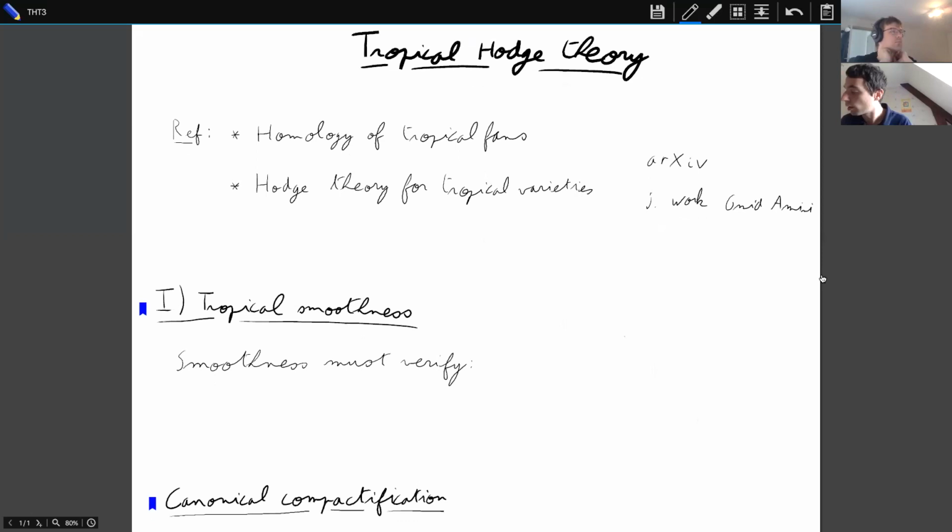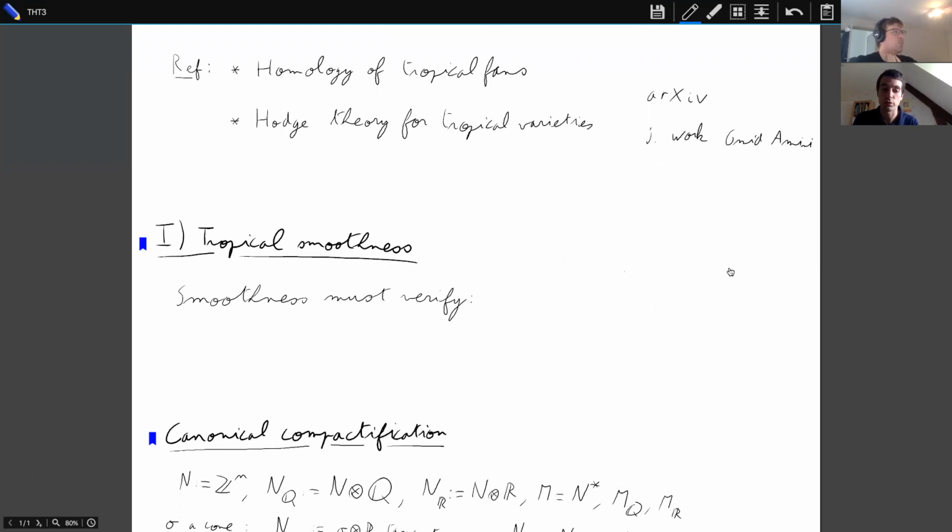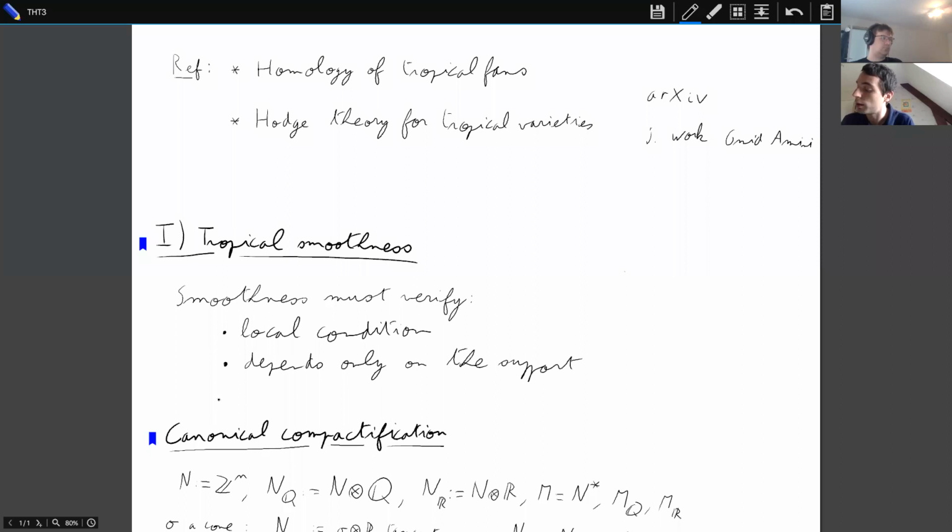So tropical smoothness. Okay, so how can we define smoothness on a tropical variety, which is quite singular a priori? I mean, because it's piecewise linear, it's not so clear. So we want something which verifies, so smoothness must be a local condition. It depends only on the support. And smooth tropical varieties must verify Poincaré duality. Okay, a priori, if we want a notion of smoothness which verifies this.